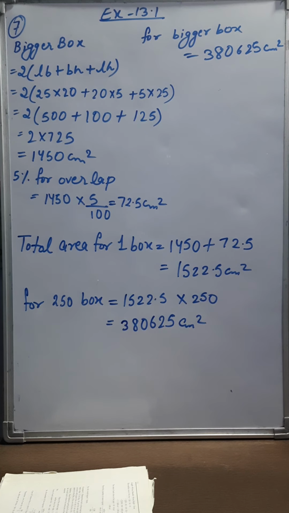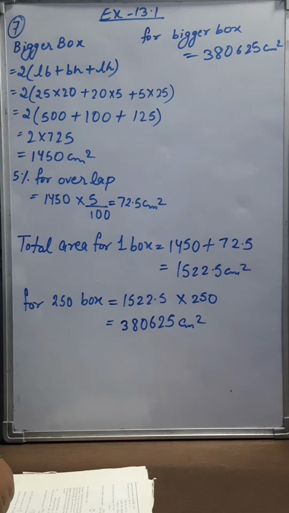It says Santi Sweet Stall was placing an order for making cardboard boxes for packing their sweets. Two sizes of boxes were required. The bigger of dimension 25 cm into 20 cm into 5 cm and the smaller of dimension 15 cm into 12 cm into 5 cm. For all the overlap, 5% of the total surface area is required extra. If the cost of cardboard is rupees 5 for 100 cm square, find the cost of cardboard required for supplying 250 boxes of each kind.